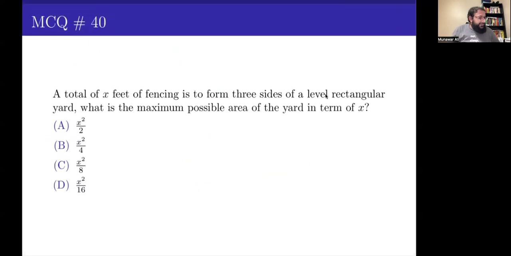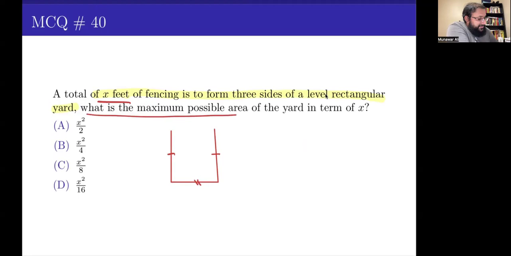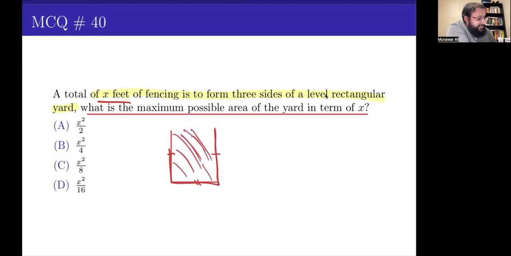Okay, maybe last one for now. So a total of x feet of fencing is to form 3 sides of a level rectangular yard. So I have a rectangular yard like this, but I'm talking about its 3 sides. So maybe this side, and this side. So the total length is going to be x. What is the maximum possible area of the yard in terms of x? I have to find out this maximum possible area.